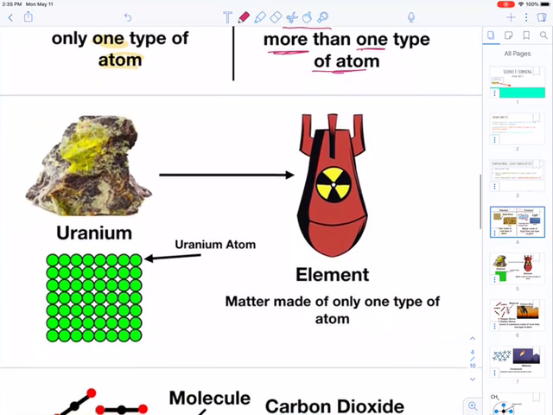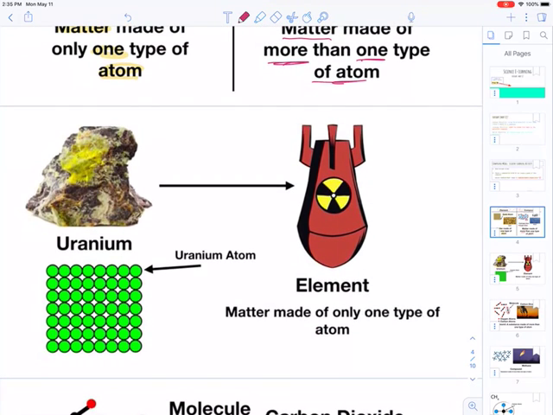Here is another example of an element, which is uranium. This is a uranium atom, and there are all green circles representing that one type of atom, and that's what makes it an element, because there's only one type of atom.